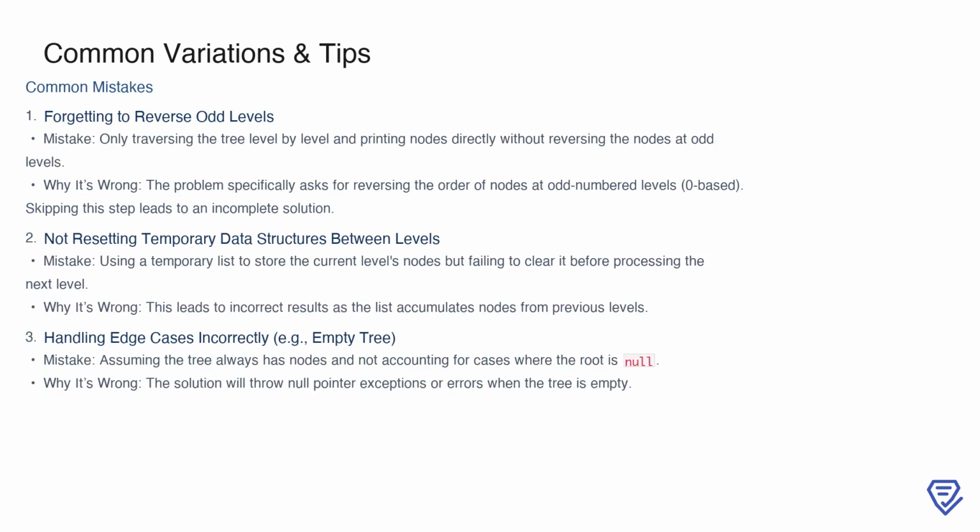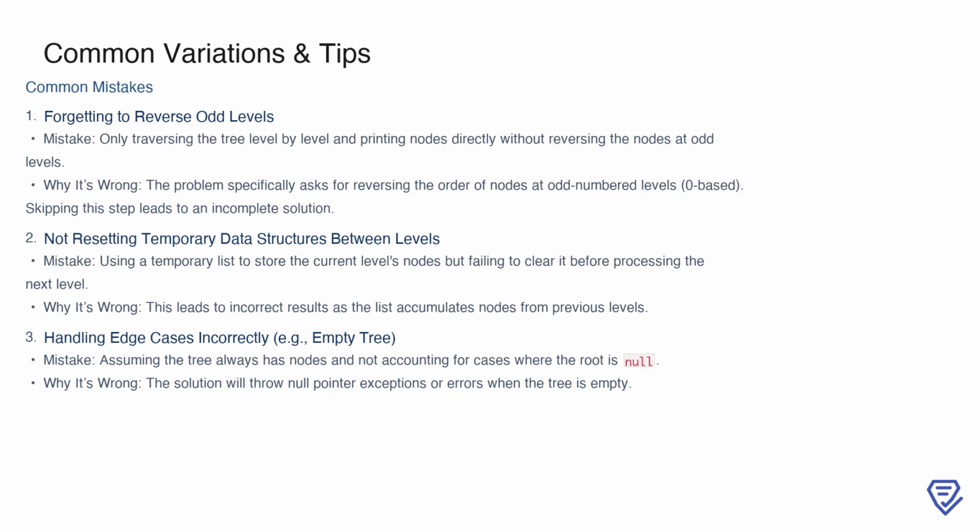When solving the binary tree zigzag level order traversal problem, there are a few common mistakes you need to watch out for. First, a frequent issue is forgetting to reverse the nodes at odd-numbered levels. Since the problem explicitly requires reversing the order of nodes at these levels, skipping this step results in an incomplete solution. Another mistake is not properly resetting temporary data structures between levels.